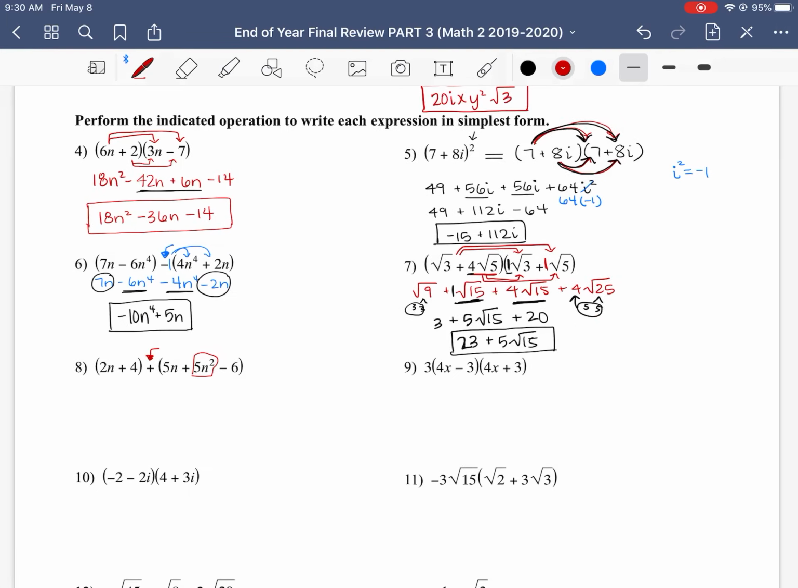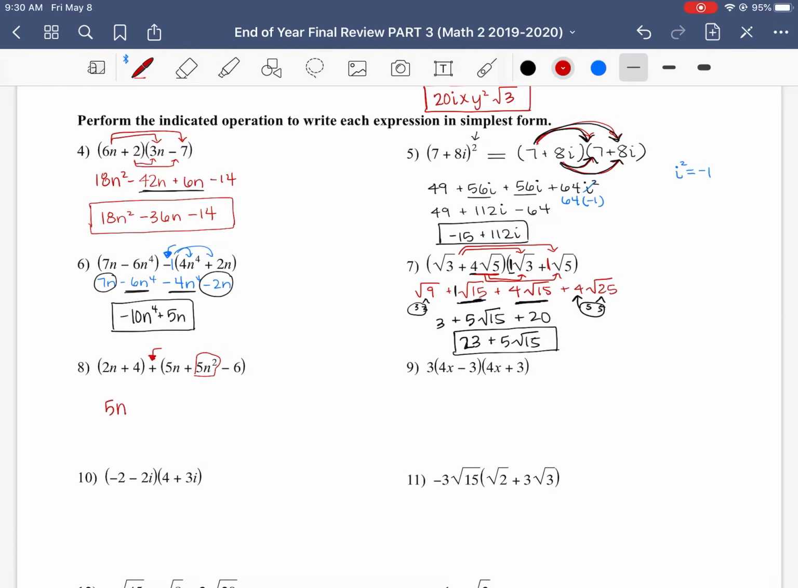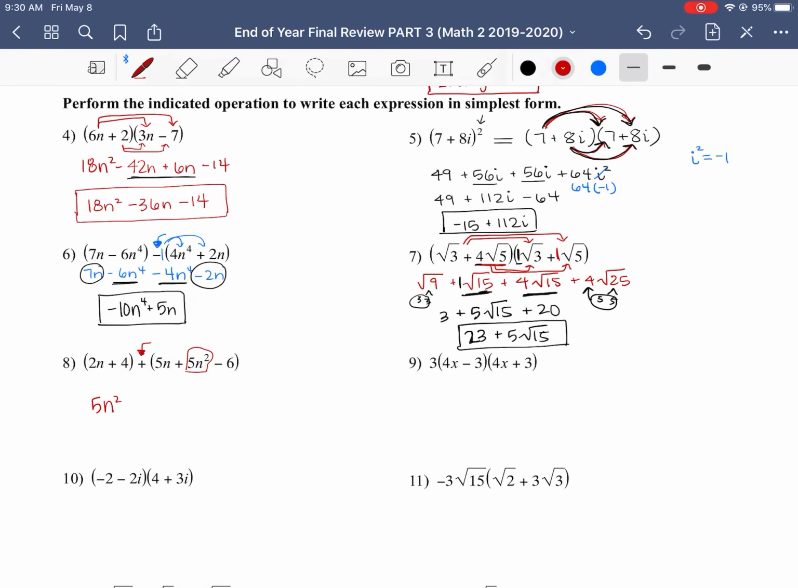I always find the one with the highest exponent first. So if I look at this one, 5n squared, there's not another n squared term, so he just gets to hang out by himself in the front. Then we're looking at the next one, which is just our n's. So we've got a 2n and a 5n. So 2 plus 5, that gives me 7 n's. And it looks like we then have a 4 and a negative 6, which combine to give us negative 2.